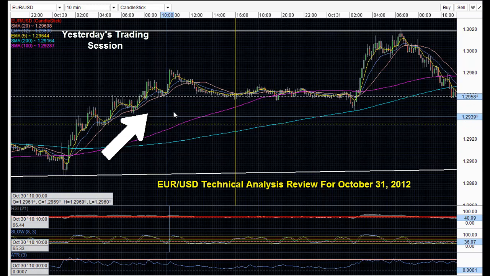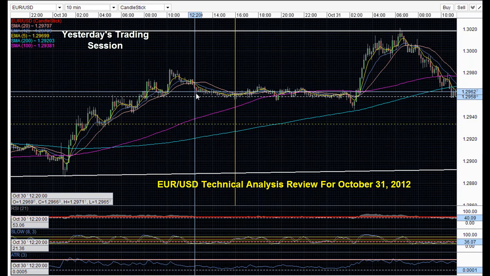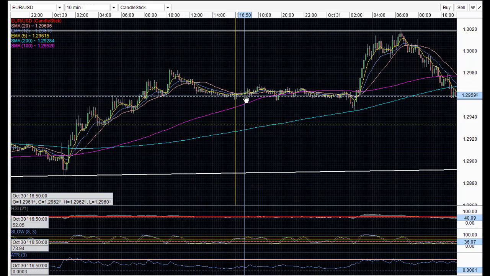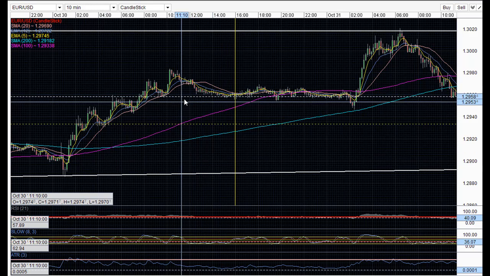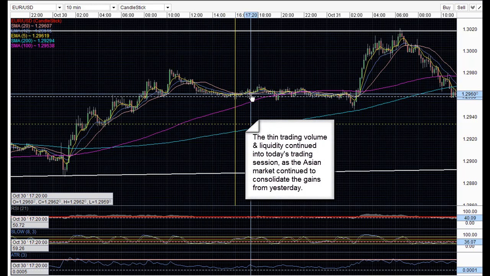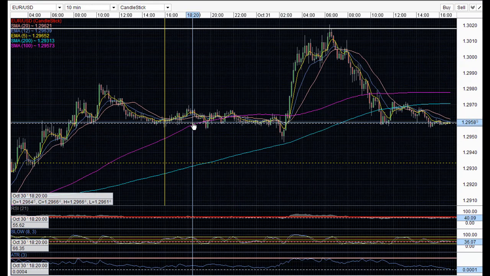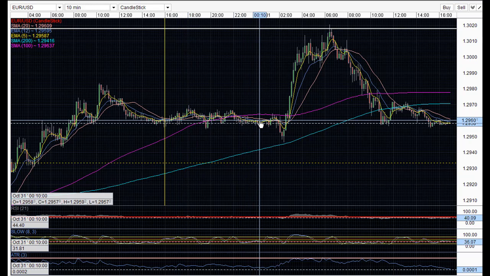So we saw this rally in the pair yesterday, and even though during the latter half of the trading session yesterday we saw this pullback, the pair began to maintain some of its gains from earlier in that session. Trading into today's session, we can see that the light volume and thin trading continued, and this can especially be seen during the Asian trading session, as it traded within a tight range during most of it.